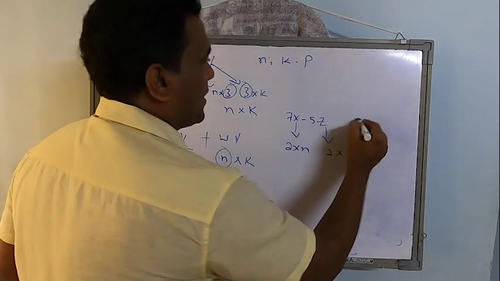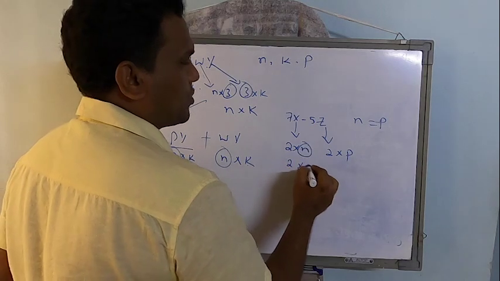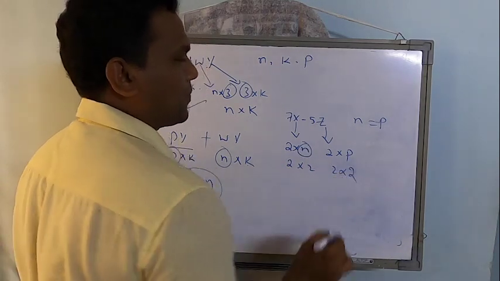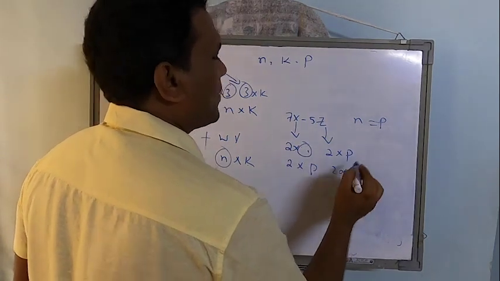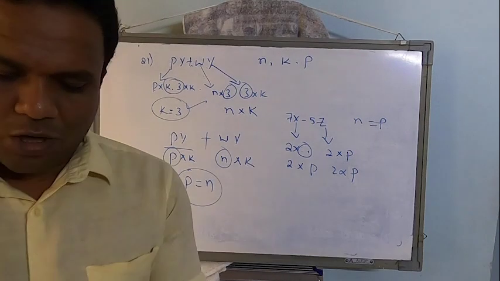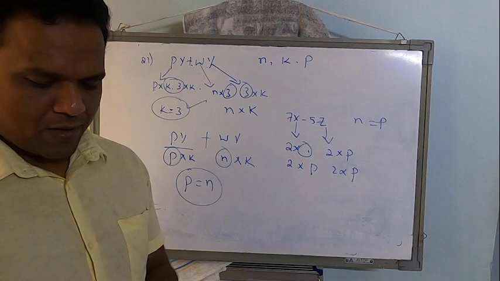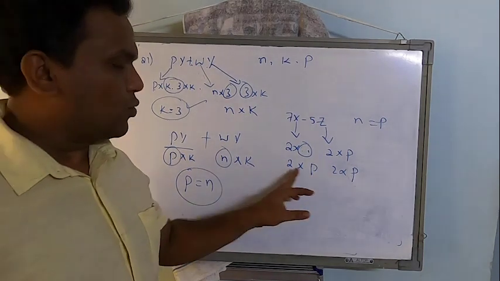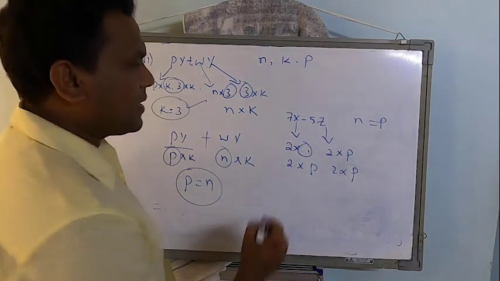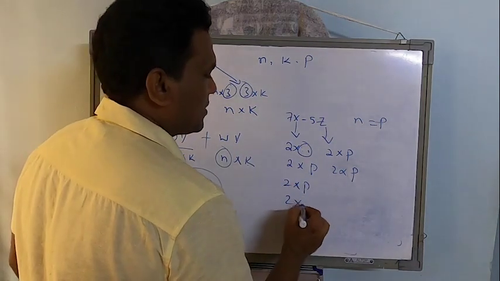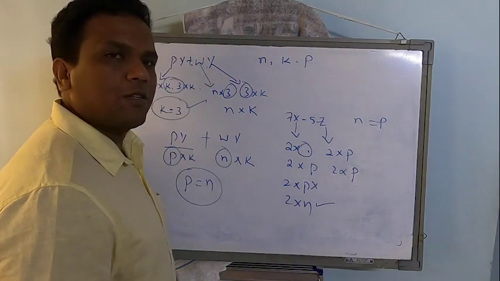What will be the order of the resultant matrix? They are telling us in the beginning that N equal to P. So this will become 2 cross P, and this is also going to be 2 cross P. Then what will be the order of the 5x minus 2z matrix? Either it becomes 2 cross P, or it becomes 2 cross N. The option 2 cross P is not being given to us, so we'll go for the option 2 cross N.